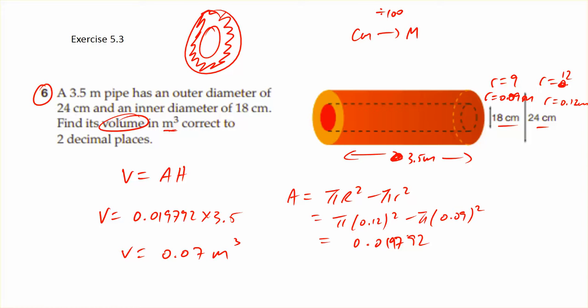Okay. So recapping, to get the volume of this prism, which happens to be a pipe, you find the area of the cross section and you multiply it by the height. So the area of the cross section happens to be the area of the annulus, and then you multiply that area with the length of the pipe, which is 3.5 meters, and you should get 0.07 meters cubed rounded to 2 decimal places. So hopefully that helps.